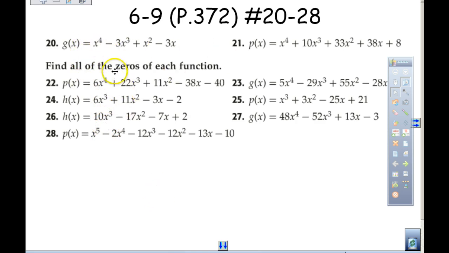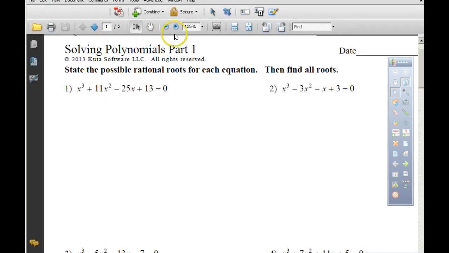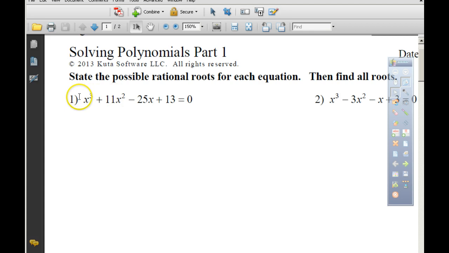Just to compare what we have done with what we're going to be doing, let's take a look at what we just completed. Most or all of the problems that we did yesterday were at most a cubic function, so a third degree at most, and none of them had a leading coefficient other than 1. So when we did the rational root theorem, it was really only the factors of whatever the constant was. We didn't really have to do a lot of dividing.